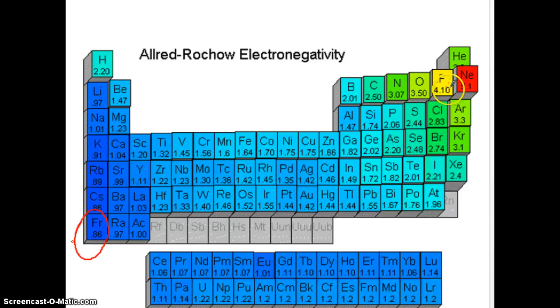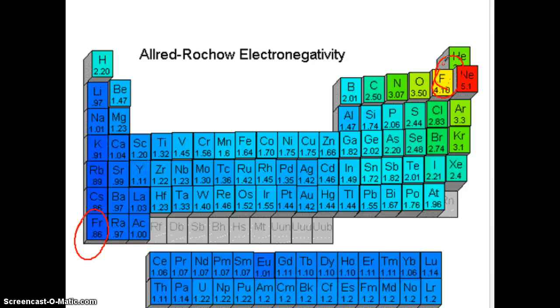Now up here, I guess fluorine would probably be one of the best examples to use. The numbers are very high. It is very hard to steal an electron from fluorine because fluorine wants an electron. It wants to be like the noble gases. And it's very small, much smaller than francium.